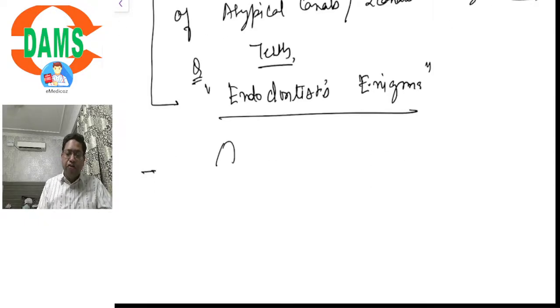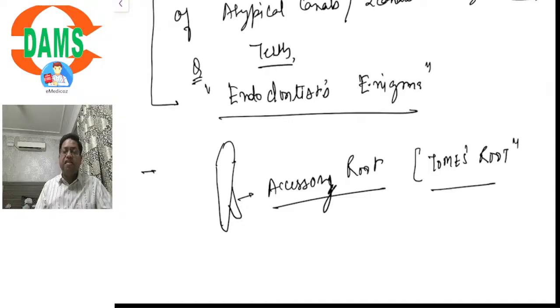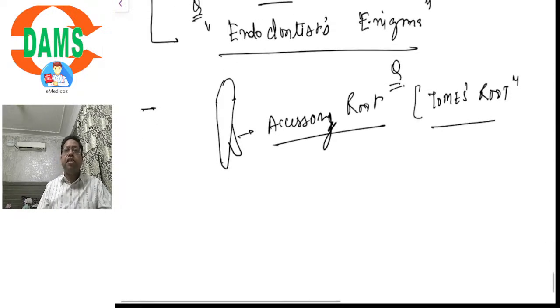Mandibular premolar usually is a tooth with a single root. Okay, it can have an accessory root. Not only the root canal configuration, the root number can also be extra in cases of mandibular premolars, especially for first premolar. The accessory root of a mandibular premolar is called Tomes' root. This extra root of mandibular premolar is called Tomes' root. These are the variations in the root and the canal anatomy of mandibular premolars.